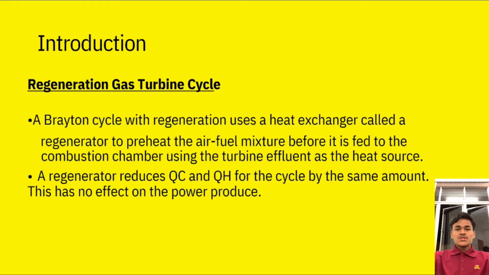Introduction to the regeneration gas turbine cycle. A Brayton cycle with regeneration uses a heat exchanger called a regenerator to preheat the air-fuel mixture before it is fed to the combustion chamber, using the turbine exhaust as the heat source. A regenerator reduces QC and QH for the cycle by the same amount. This has no effect on the power produced.